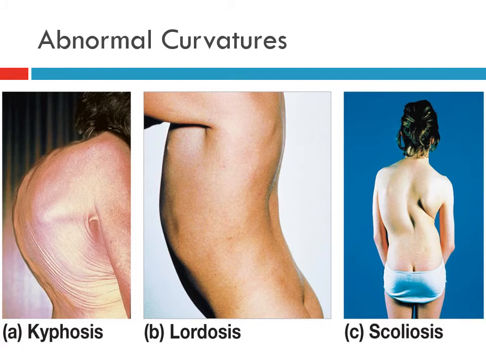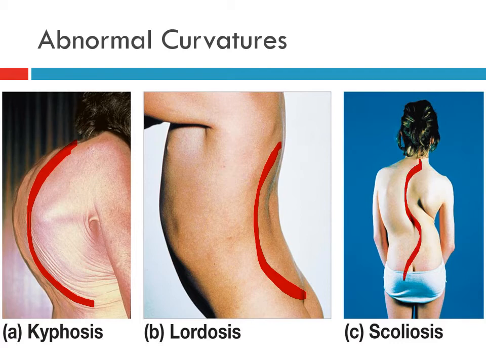Here are some abnormal curvatures. This is a kyphosis or a hyperkyphosis. Kyphosis is when the thoracic curve and the sacral curve are kyphotic in nature, so they're causing you to lean forward. Whereas the lumbar curve and cervical curve are lordotic in nature. So this person has too much of a lordosis, so too much of a backward curvature of the spine. And then this last person has a scoliosis, which is a lateral curvature of the spine.